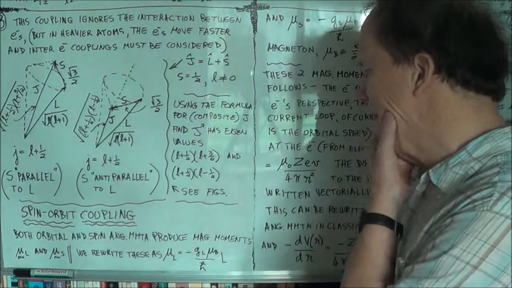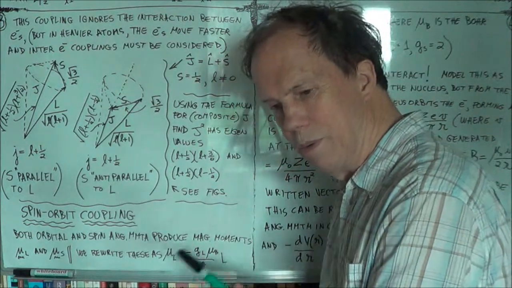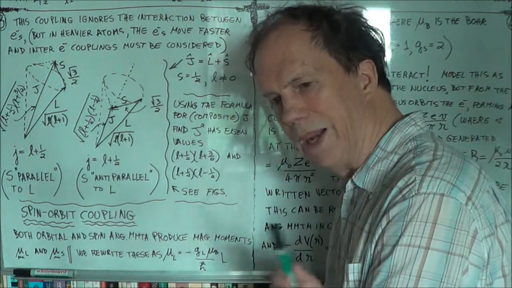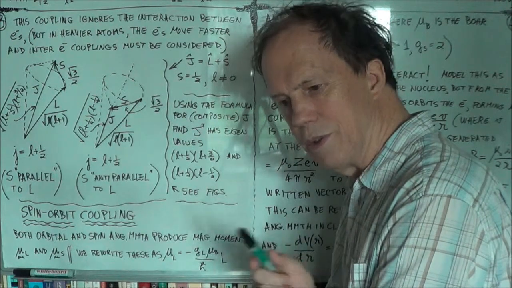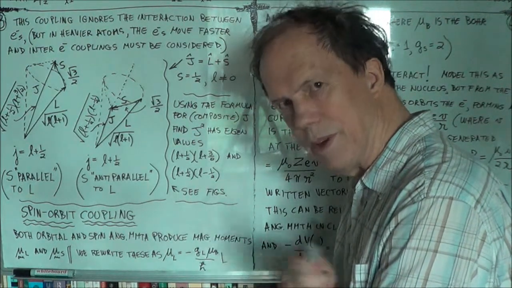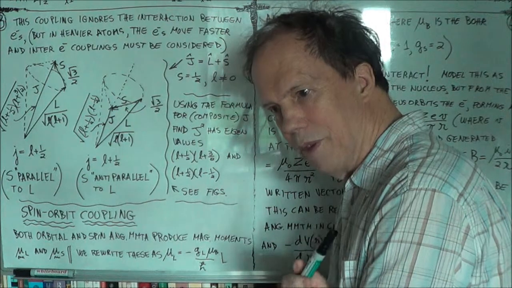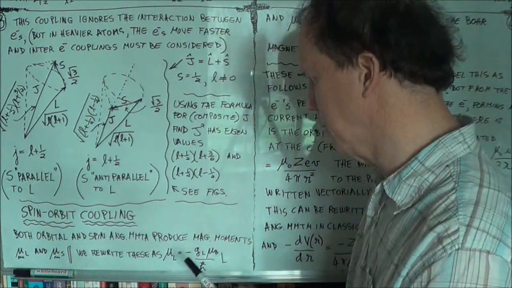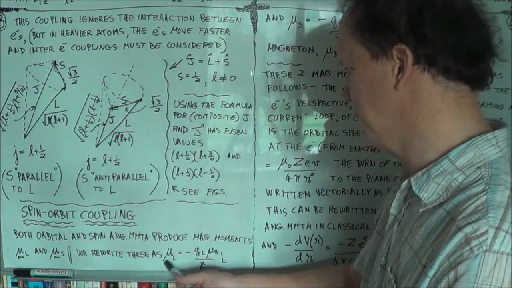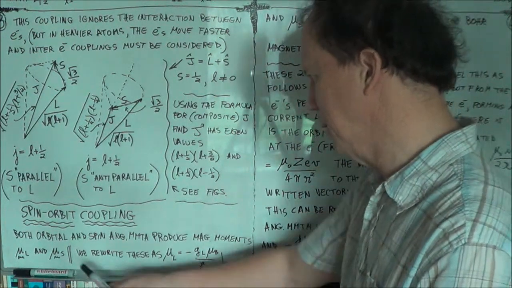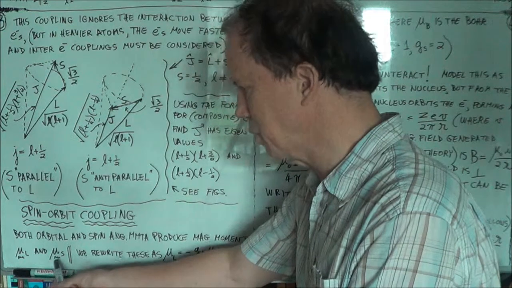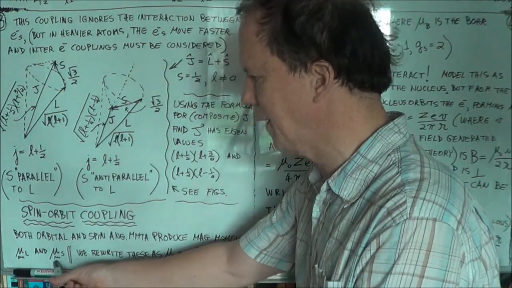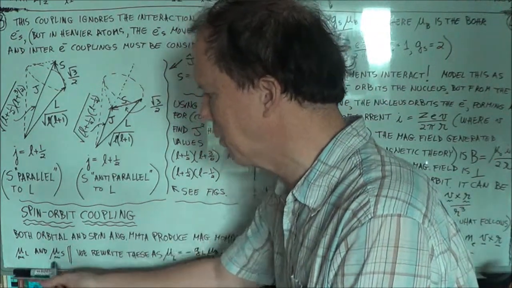Okay? So you have two magnetic moments. There's a magnetic moment due to the whizzing around of the electron around the nucleus, and so you could call that the magnetic moment mu L, right? And due to the spin, call that mu S. So you have these two magnetic moments.